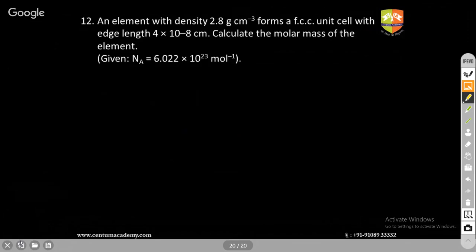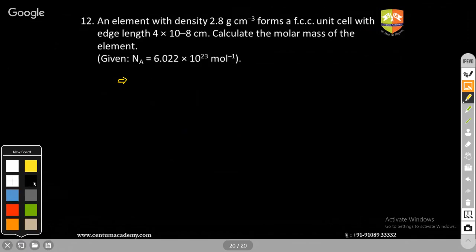Next question you see. All of you have done it, right? Do I need to solve this? Correct. Okay. So just the formula you have to use. Next question you see.